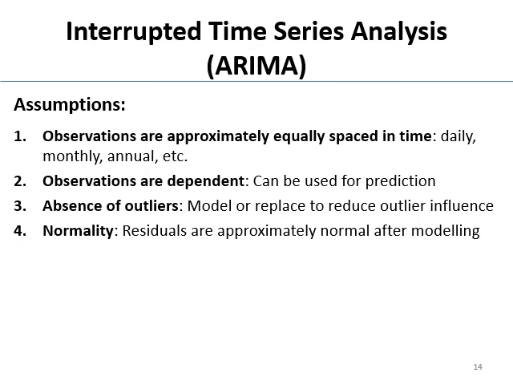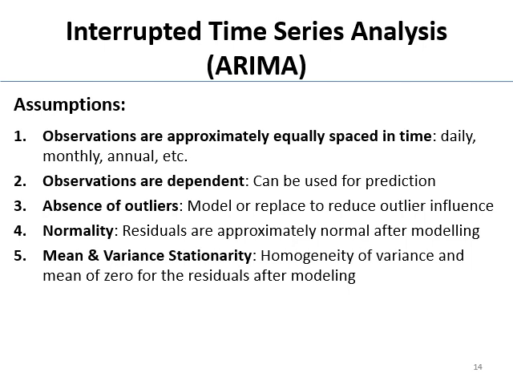So this is a weird one. Your mean and variance are stationary. So this basically means you have homogeneity of variance, and after you have done your model, your mean is zero for the residuals. So the average of that normal distribution of residuals is approximately zero. This one we actually do look at a little bit, so we'll talk about it, but it sounds scarier than it actually is. You just make sure things fall within bounds, and I'll teach you that.